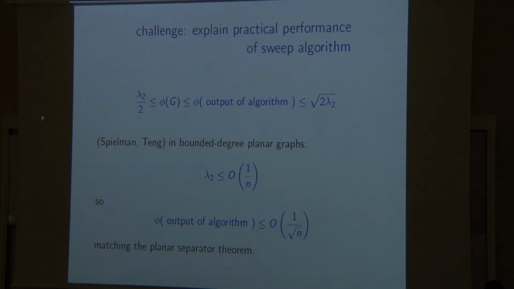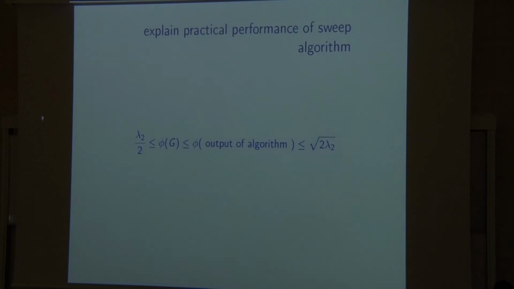And this is what happens in the planar separator theorem of Spielman and Teng. What they show is that in planar graphs, lambda 2 is always small. And so that implies that the simple algorithm always finds a cut of expansion at most 1 over root n. But this is not saying that in planar graphs there is some constant or worst case approximation. It just says there is a non-trivial upper bound on the quality of the solution.